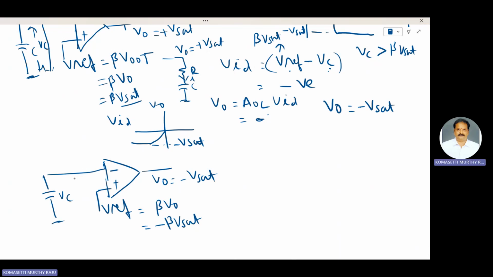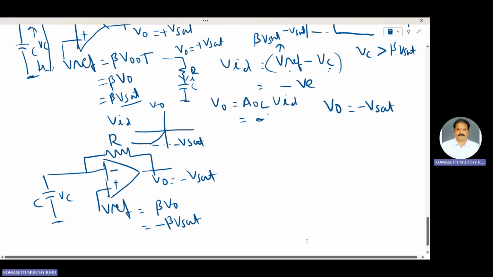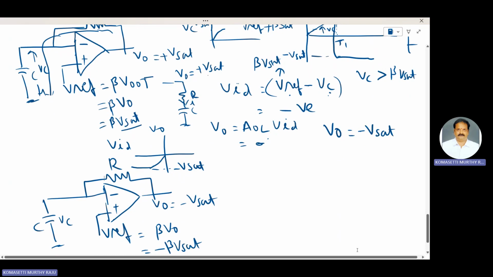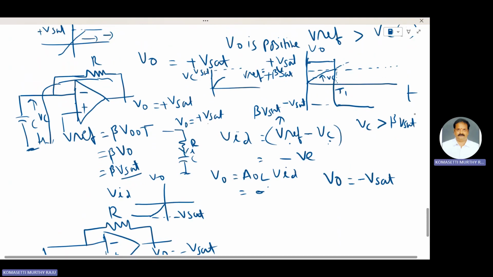The capacitor voltage is VC. This is the capacitor, and this one is a resistor R. Now the V reference voltage is equal to minus beta V sat. At T greater than T, at T is equal to T1, the capacitor voltage VC is equal to beta V sat. For T greater than capital T1, VC just crosses this V reference voltage.